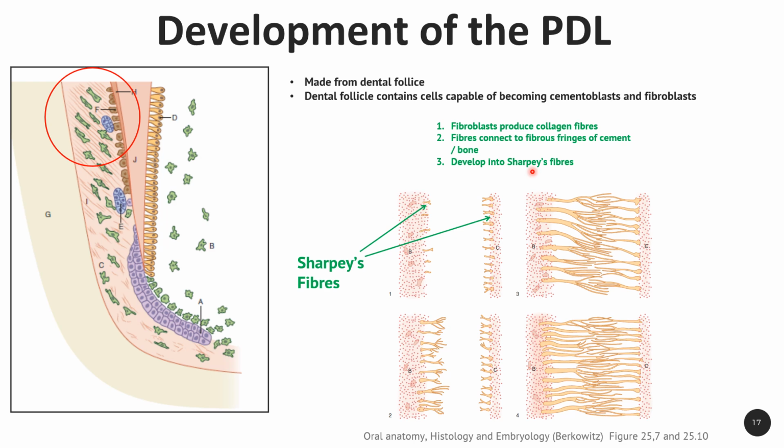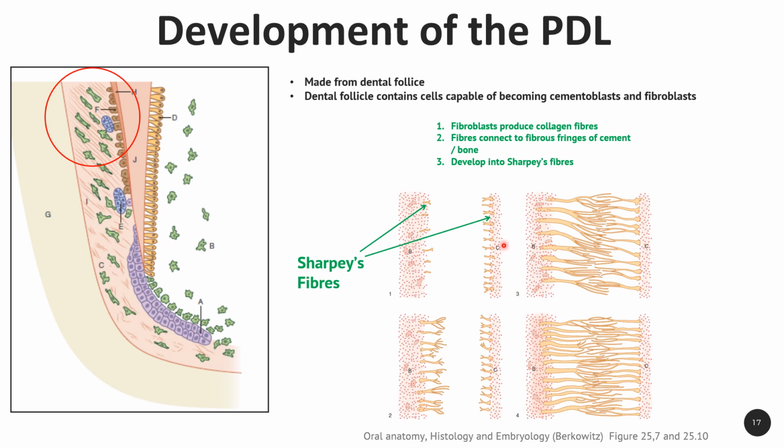When they've connected and grown, when they get bigger basically, then they're called Sharpey's fibers. So there is a lot of weird terminology in PDL development. Firstly, it's fibers, collagen connecting to the fibrous fringes. When they get bigger, then they're called Sharpey's fibers.